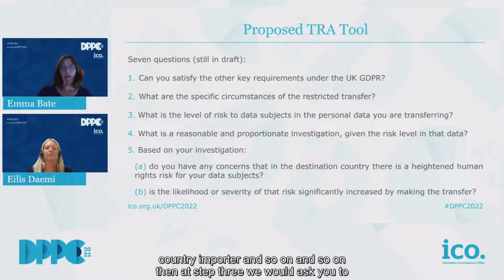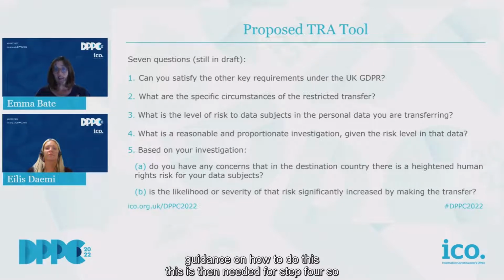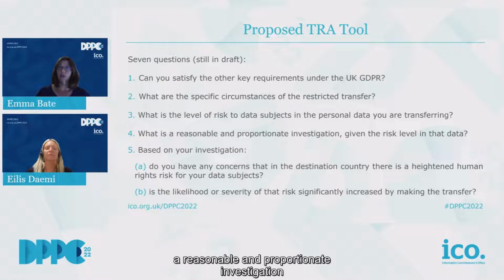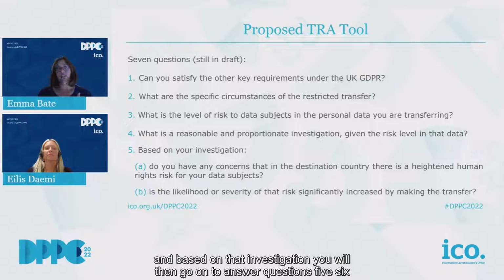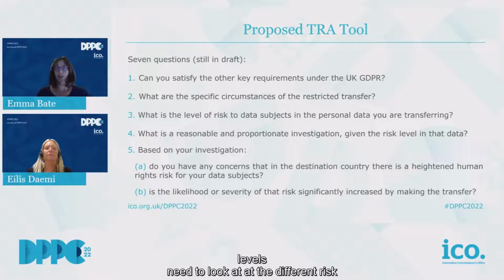Then at step 3, we would ask you to assign a risk level to the data you're transferring, and we will give you guidance on how to do this. This is then needed for step 4. So based on the risk level you've assigned to your data, you can then decide what is a reasonable and proportionate investigation. And based on that investigation, you will then go on to answer questions 5, 6, and maybe 7. So in our TRA tool, we will be giving you guidance of the kind of resources you need to look at the different risk levels.